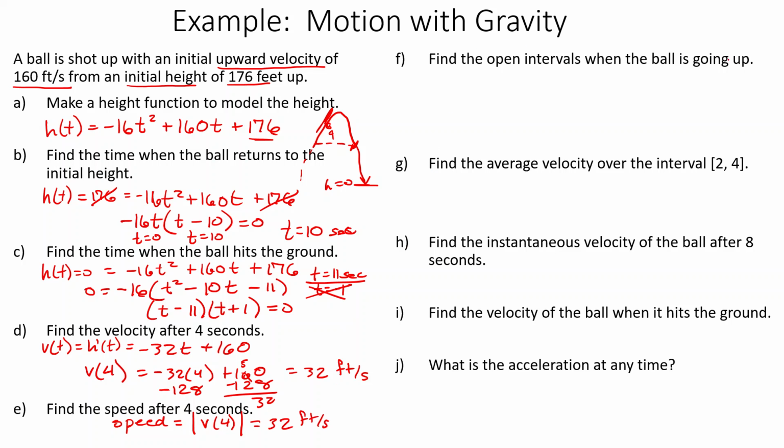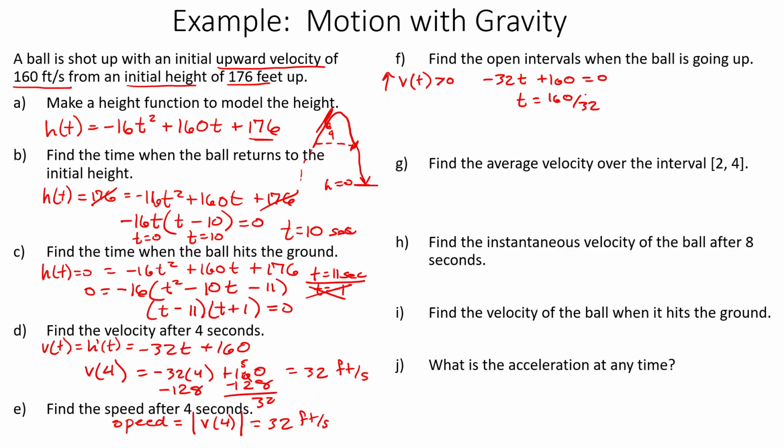Find the open intervals when the ball is going up. All right, so that means when is the velocity greater than 0? That would be going up. All right, so we take our velocity equation, negative 32t plus 160. And we want to know when does it equal 0. So we're going to get t equals 160 over 32.